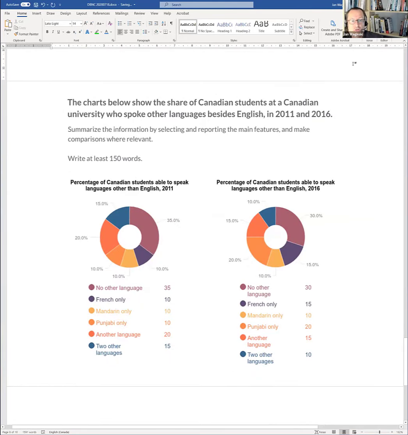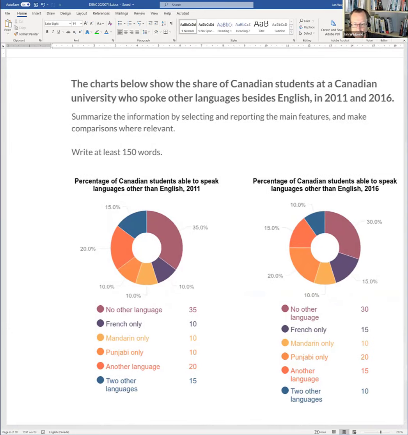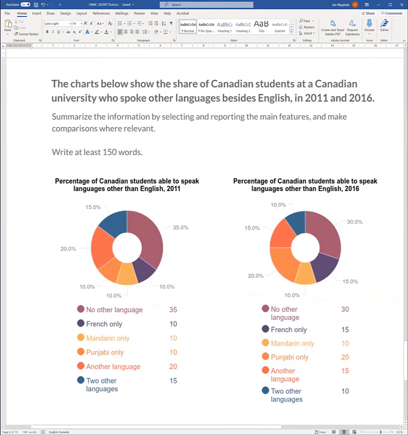Okay, so again, the charts below show the share of Canadian students at a Canadian university who spoke other languages besides English in 2011 and 2016. We've got the 2011 data on the left side and the 2016 data on the right side. Is that big enough? Can you see it? Yes. All right, great. Hopefully this one's a lot simpler than some of the others we've been looking at. The numbers are really easy. They're nice round numbers on both sides.